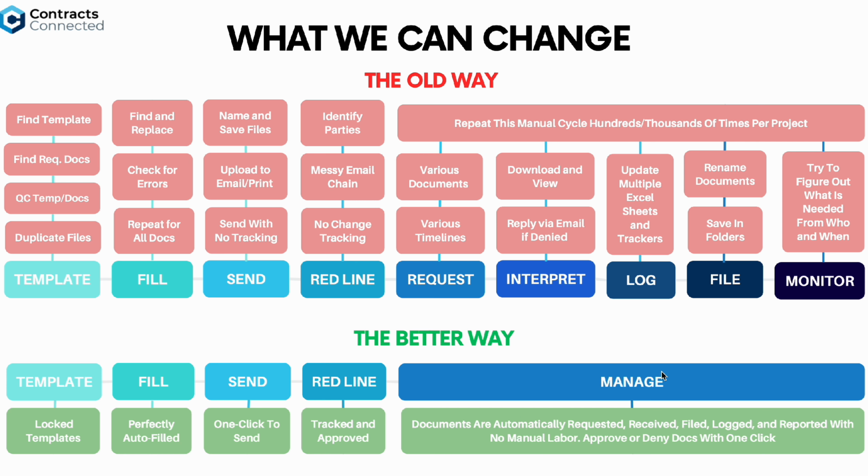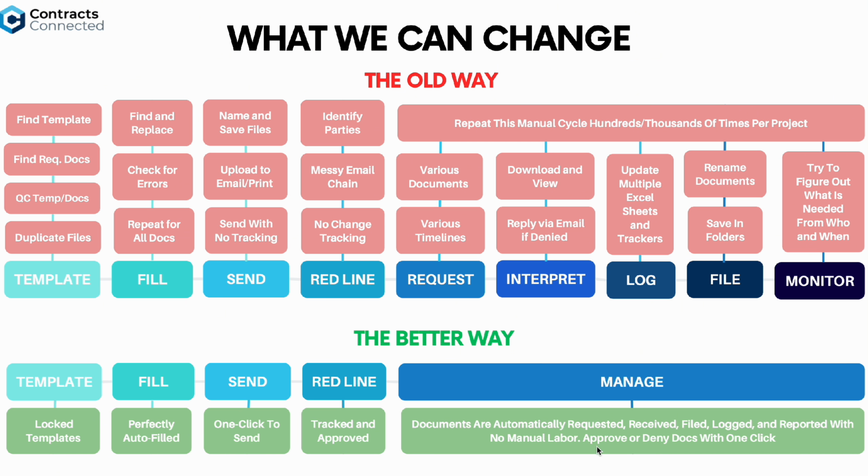And then on the back half here, we've automated this completely. The only thing that you're going to have to do in here is hit approve or deny when you look at the document, and you're not even going to have to download that document to your desktop to view it. So documents are going to be automatically requested from the vendor at the time that they're needed. Then the system is automatically going to remind them to submit it until it's received. Once it's received, they're going to be filed away, logged, and reported, meaning that the tracker that management's going to use and you're going to use are automatically going to be updated without you having to do anything.